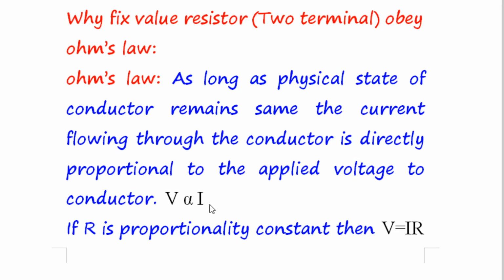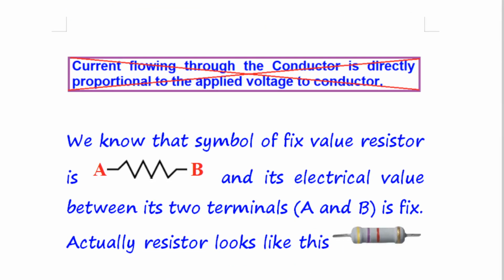Therefore, here we normally write that current I is directly proportional to applied voltage V. If R is the proportionality constant, let us consider R means resistance is the proportionality constant, then V is equal to I into R, and this is Ohm's law. Normally what we do is write a statement of Ohm's law which is wrong. So I have written it here and put a cross mark in red color.